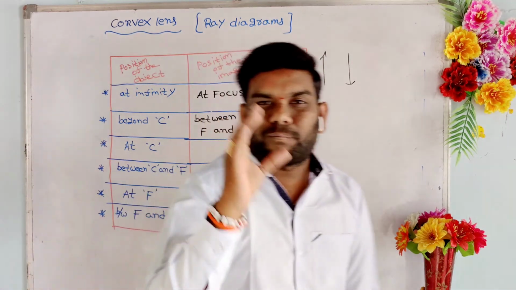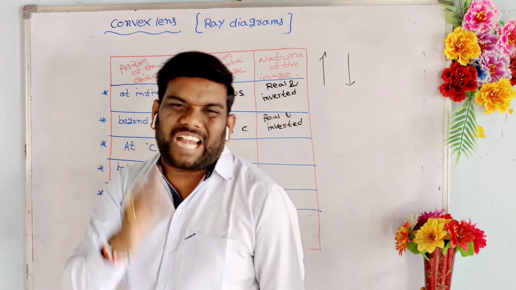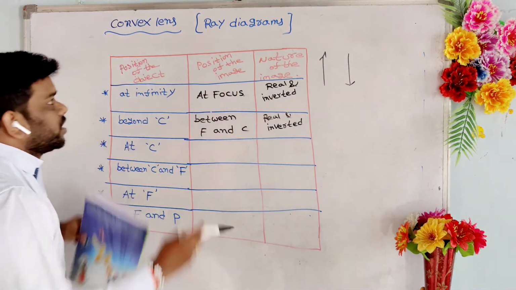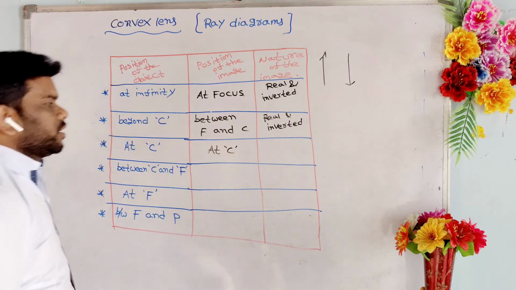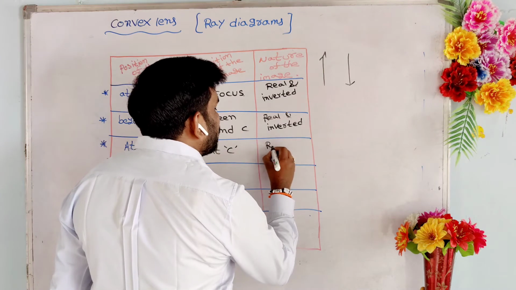And next one, at center of curvature. Object placed at center of curvature, exactly at 2f1 or 2f2, the image is also formed at C. So here this image is called real and inverted.